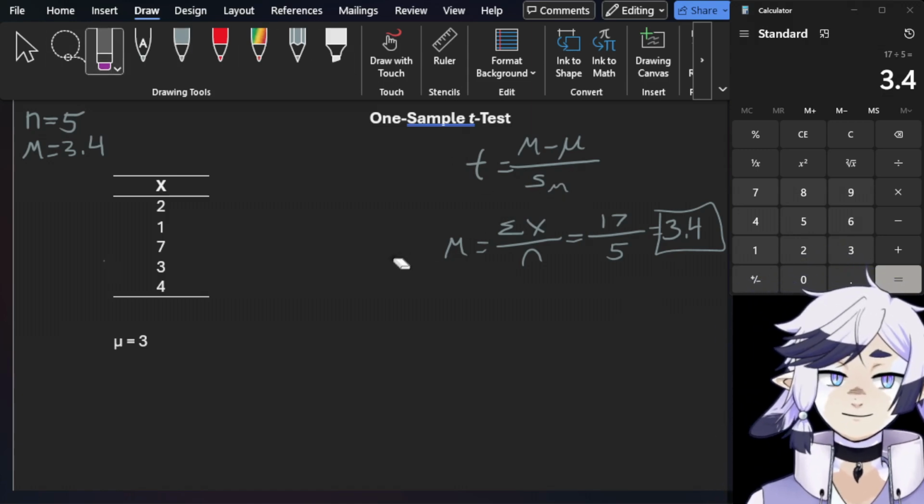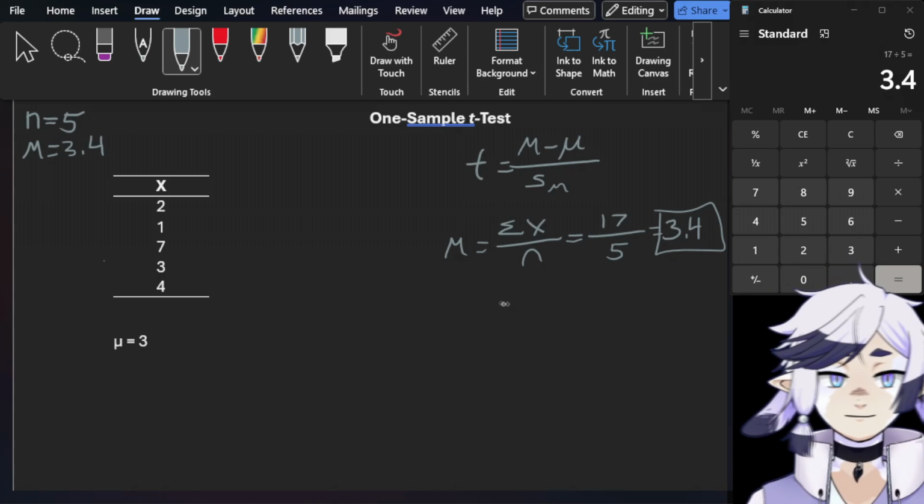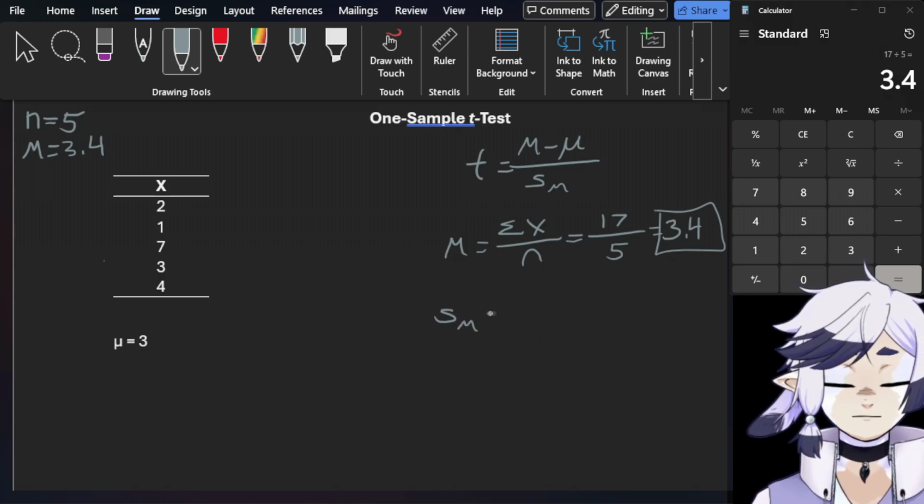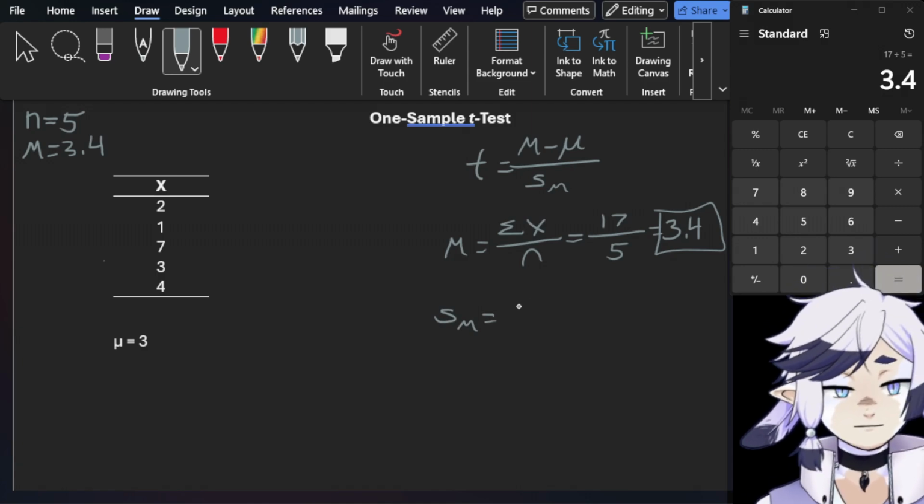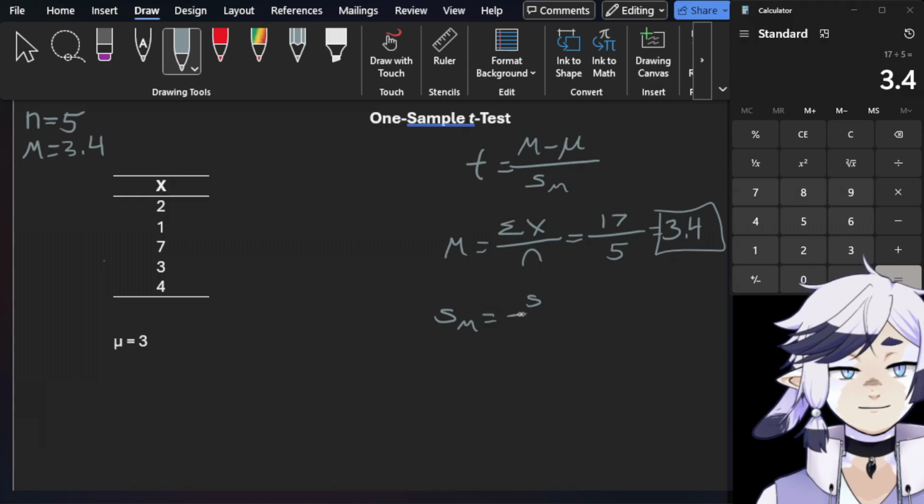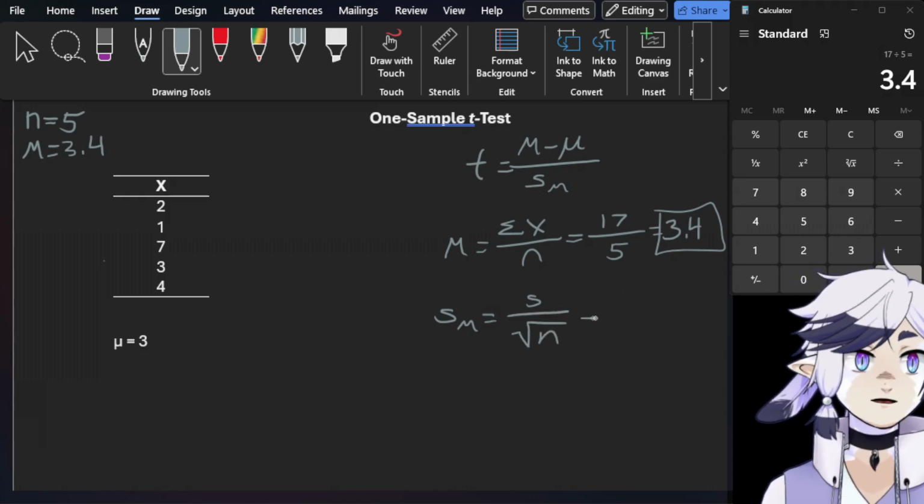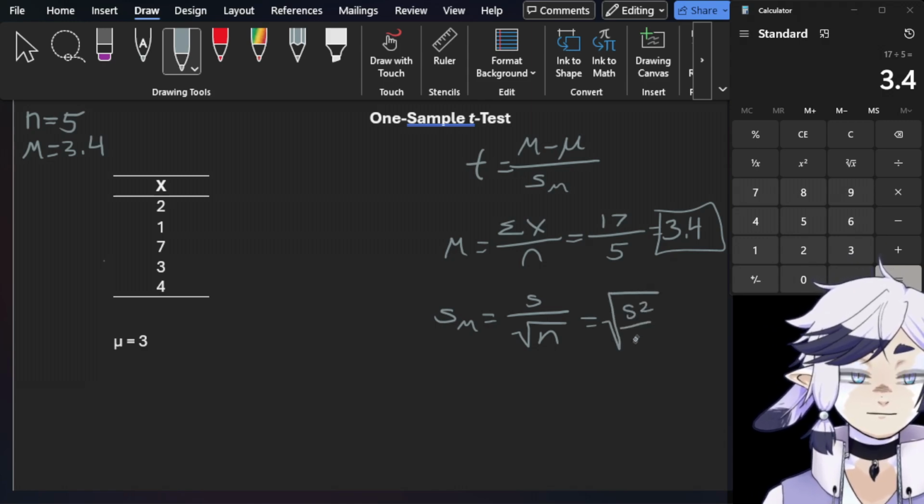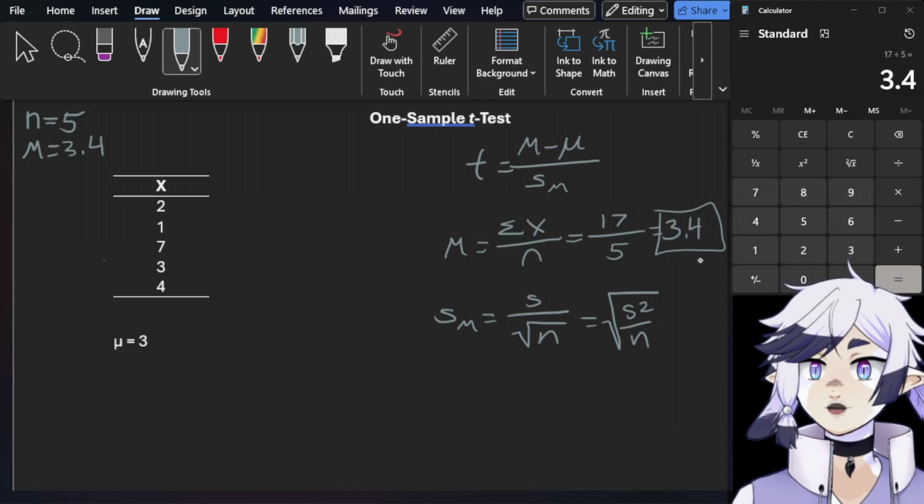So how do we get the standard error? Well, I'm going to show you the standard error formula. The standard error formula for a one sample t-test has 2 versions. We can either do the standard deviation of the sample over the square root of the sample size, or we can do the square root of the variance over the sample size. We can do either of those.